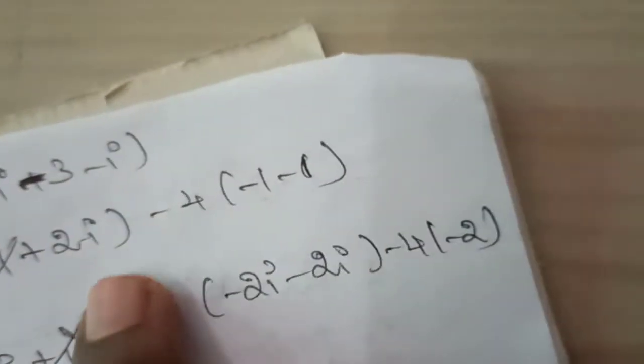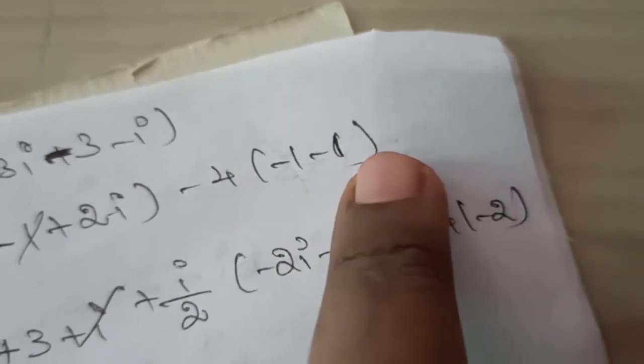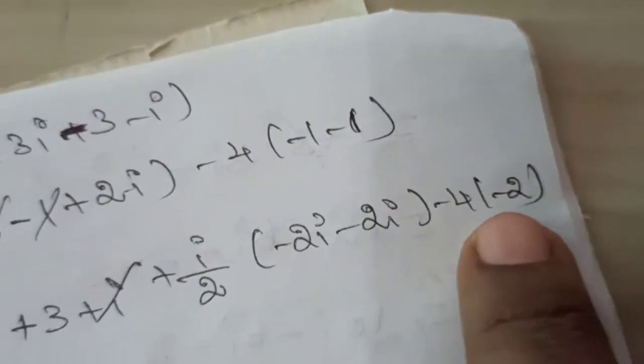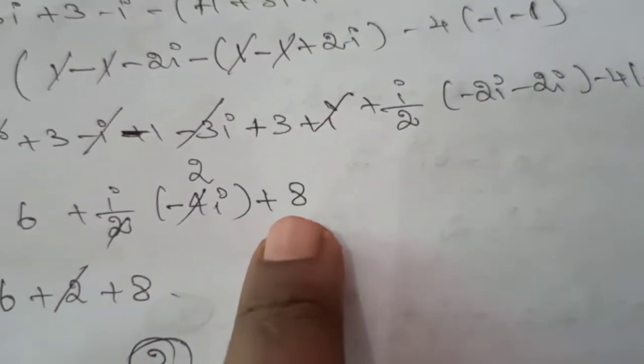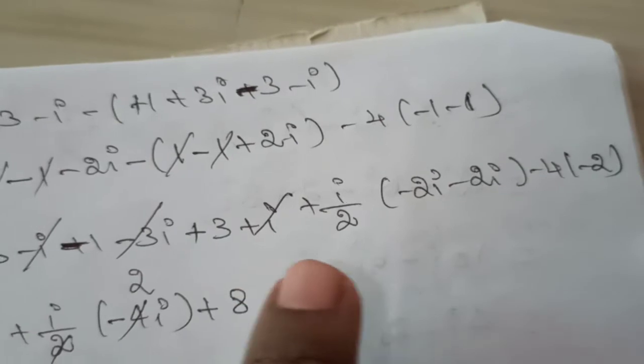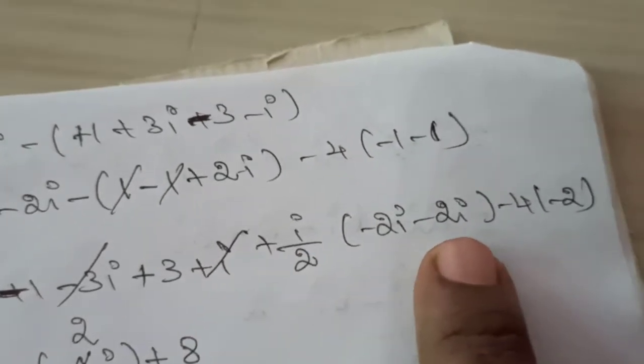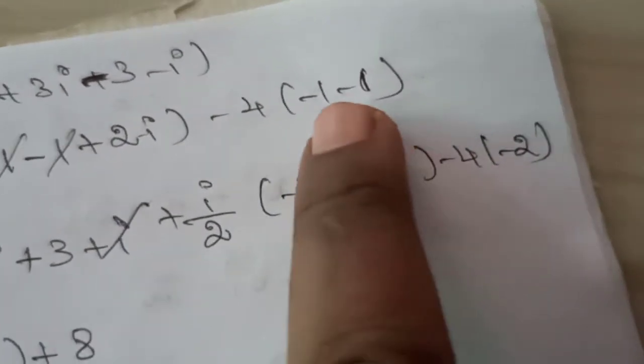Next, multiplication of the last term: minus 4 here with the minus 2. Minus 4 into minus 2 becomes plus 8. So that is a plus 8. And right here i by 2 into minus 4i, that is minus 4, becomes minus 2.